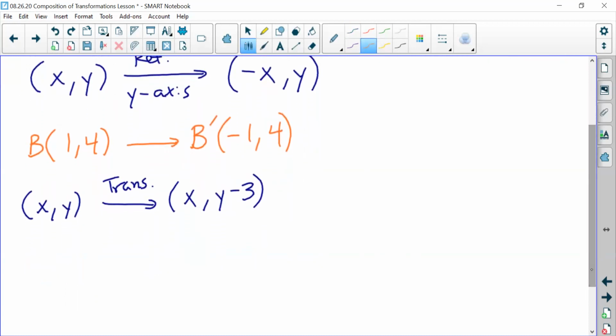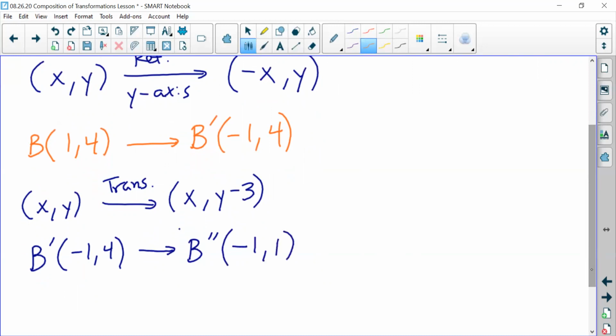Let's pick up where we left off. B prime is at (-1, 4). But if we're just translating this down 3 units, we're going to be at (-1, 1) with B prime prime. I don't want you to overthink the compositions, especially if we're just asking you to go from one point to the next. Just do that first transformation, get that set up, and then from there do the second transformation.